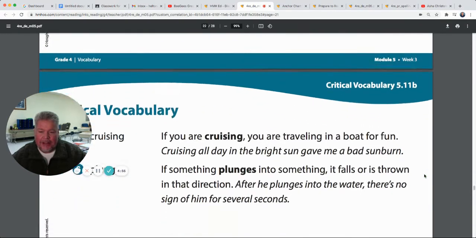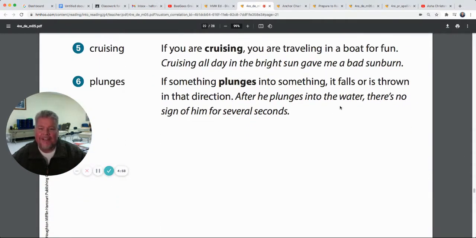And we have cruising. I like to do that, don't you? If you're cruising, you're traveling in a boat for fun. How many of you have ever been on a cruise? Have you been on a cruise before?